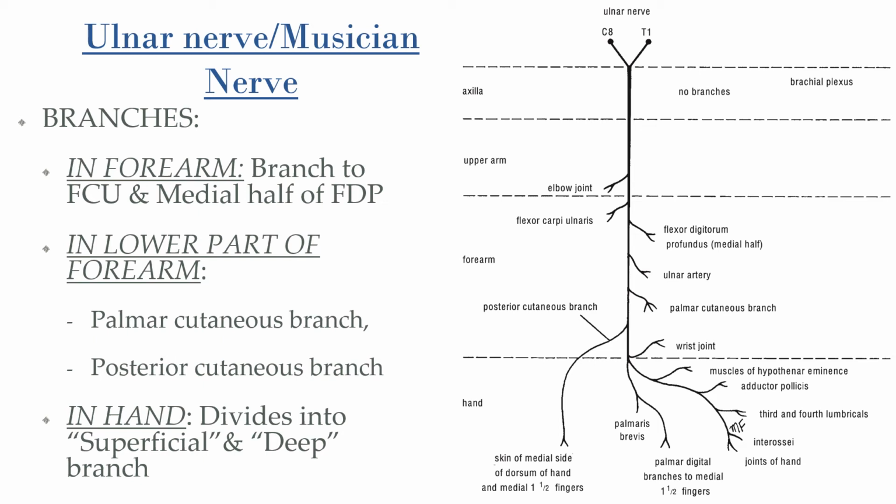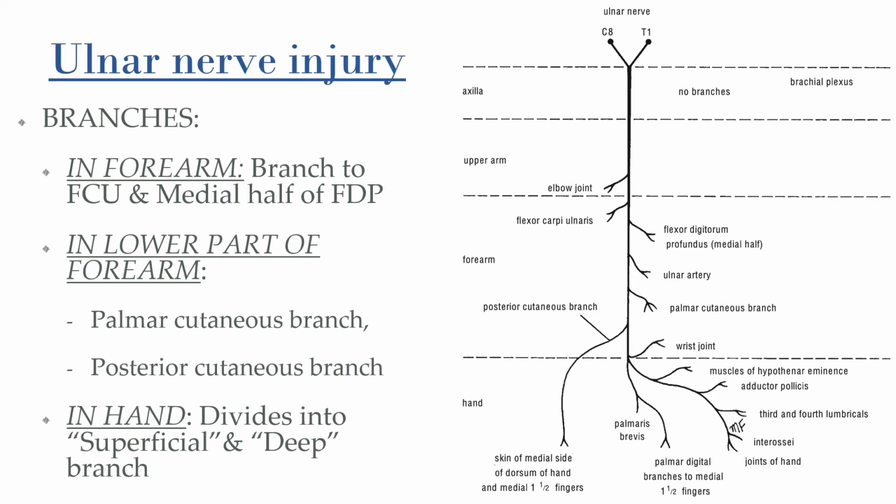In the lower part of the forearm, ulnar nerve gives two cutaneous branches. One is the palmar cutaneous branch and the other one is the dorsal cutaneous branch. The palmar and the dorsal cutaneous branches are responsible for providing cutaneous nerve supply to the palmar and dorsal side of the medial one-third part of the hand.